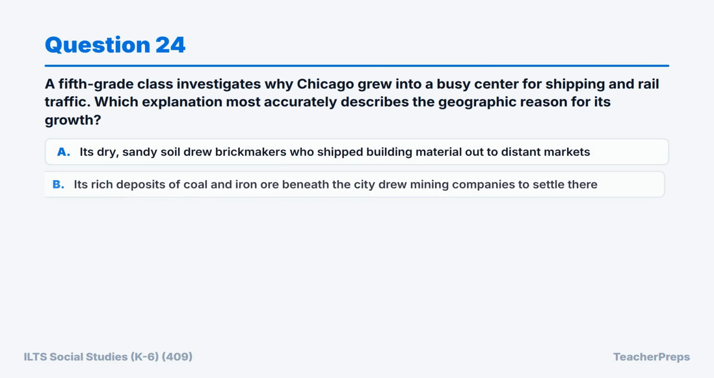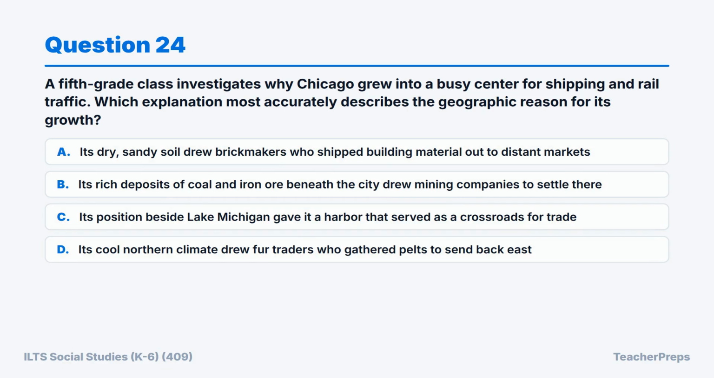Question 24. A fifth grade class investigates why Chicago grew into a busy center for shipping and rail traffic. Which explanation most accurately describes the geographic reason for its growth? Pause the video and select the best answer.